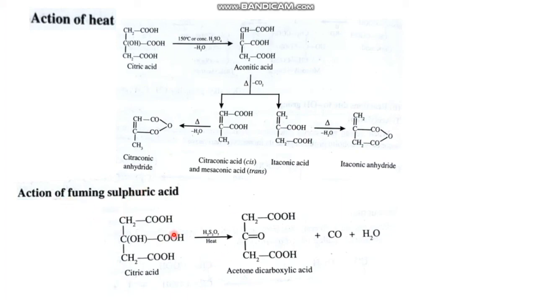Then the last one, action of fuming sulfuric acid. When citric acid is heated with fuming sulfuric acid or oleum, H2S2O7, we get acetone dicarboxylic acid. So these are the important properties of citric acid.